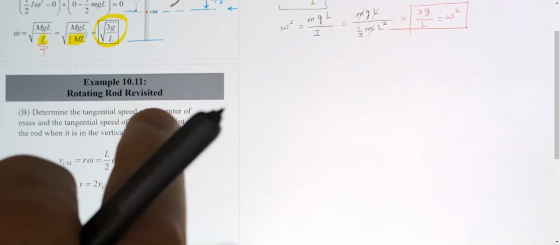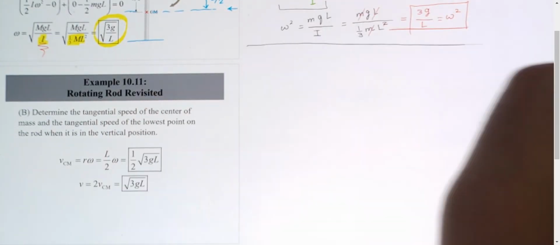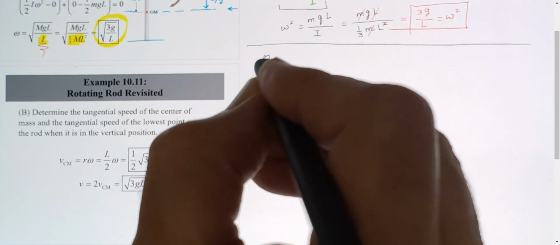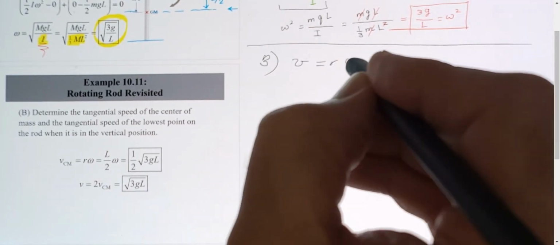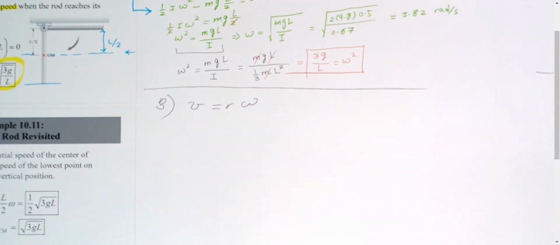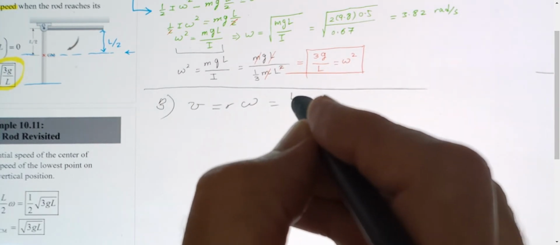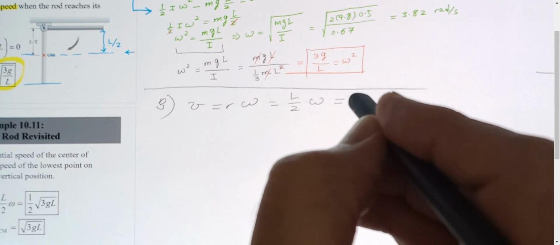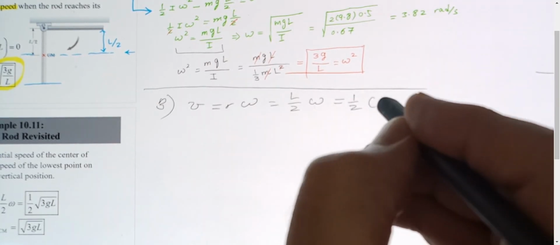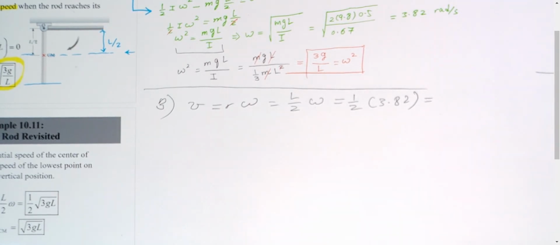Okay, determine the tangential speed. This one is easy. Well, v is equal to R omega, and R in this situation is L over 2, so it is half of 3.82. That is equal to, what's half of that?